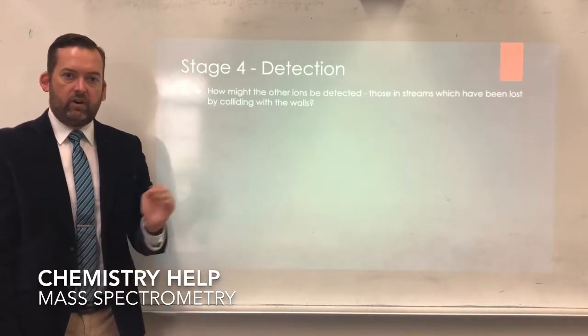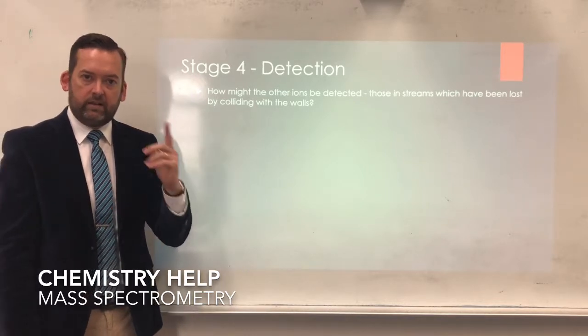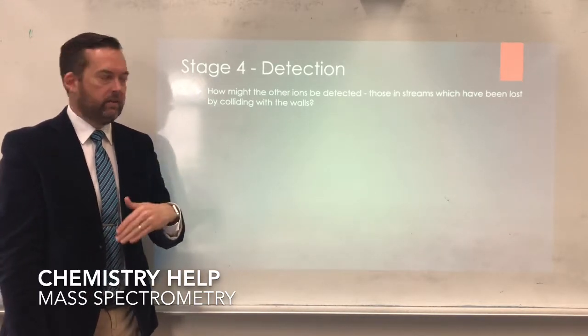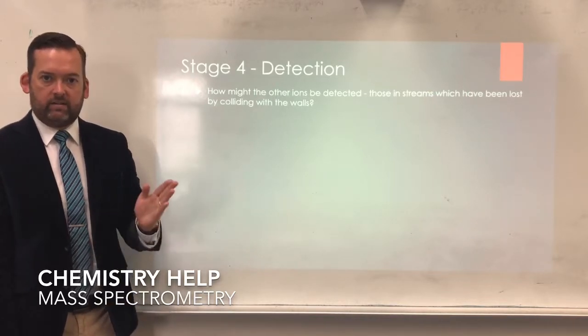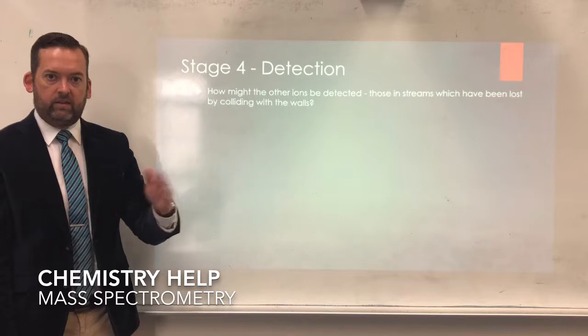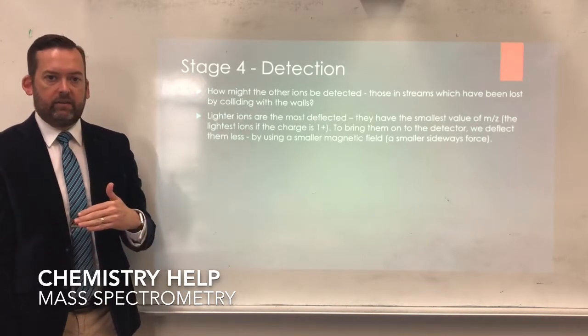So what we said was only one beam passes through into the detector. So that would tell us about one element. But we wonder, what about all the other elements? How do we detect the others, those other streams that are hitting the sides of the detector, either too heavy or too light? Well, what we do is we can vary the magnetic field.